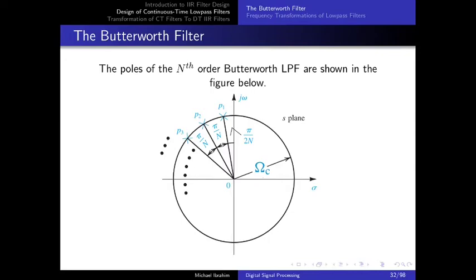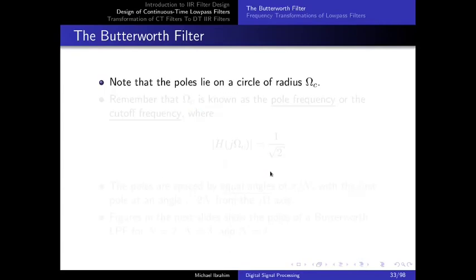For a continuous time system to be both causal and stable, all poles must be located in the left half plane. And through a mathematical derivation which we will not go through, the Butterworth filter would have its poles located on this half circle in the left half plane of the S domain, and the poles are separated by an angle pi over n, where n is the order of the filter or the number of poles we have. The first pole, P1, will be shifted by pi over 2n from the j omega axis, and the circle radius is omega c. So note that the poles lie on a circle of radius omega c.